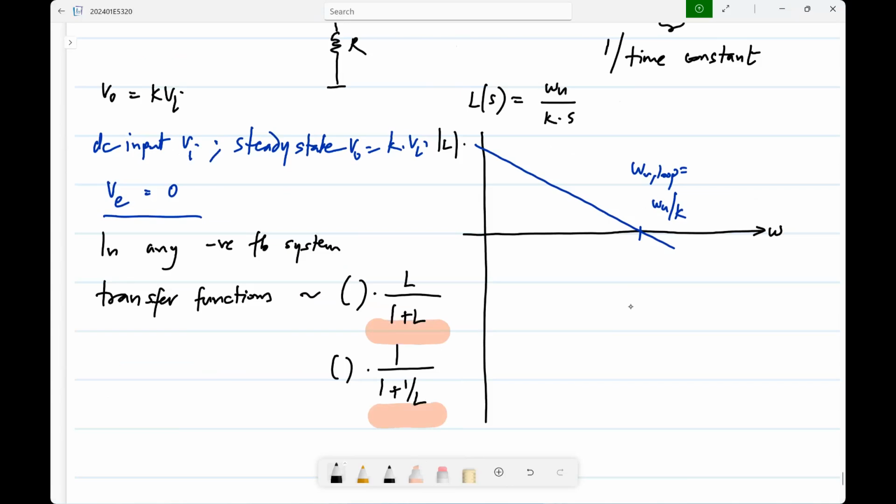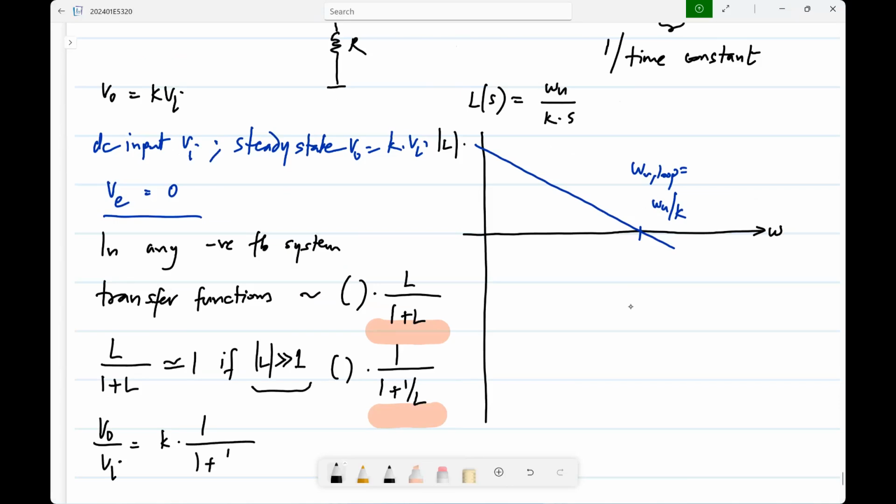So this means that to have a good negative feedback system, we want to maximize the loop gain magnitude, and we'll see that it's not so easy to do. We will encounter some issues, and we'll see how to solve that. Now, because L is like this, our transfer function in this particular case is V naught by Vi is K, that one, right?